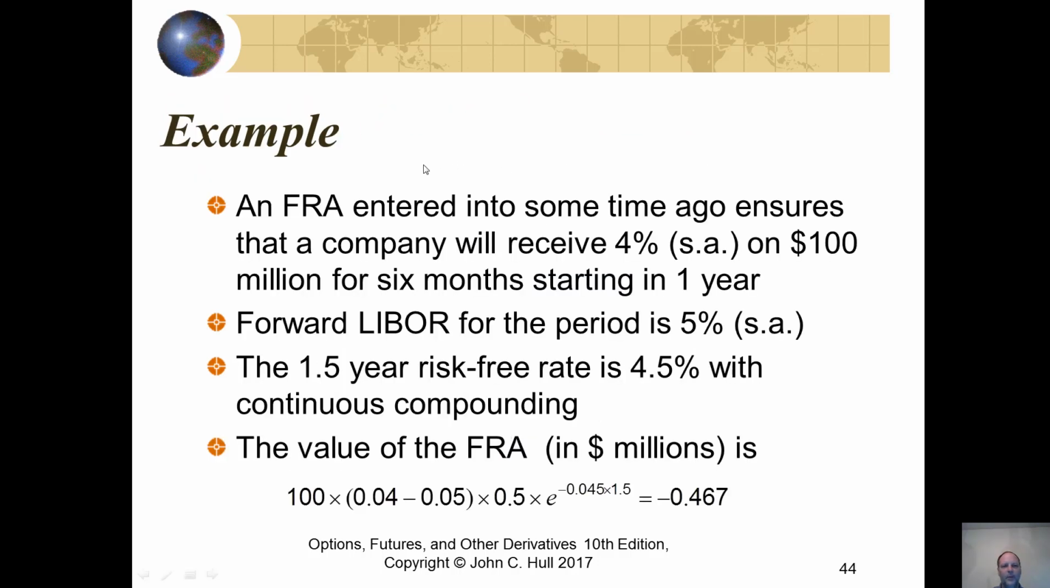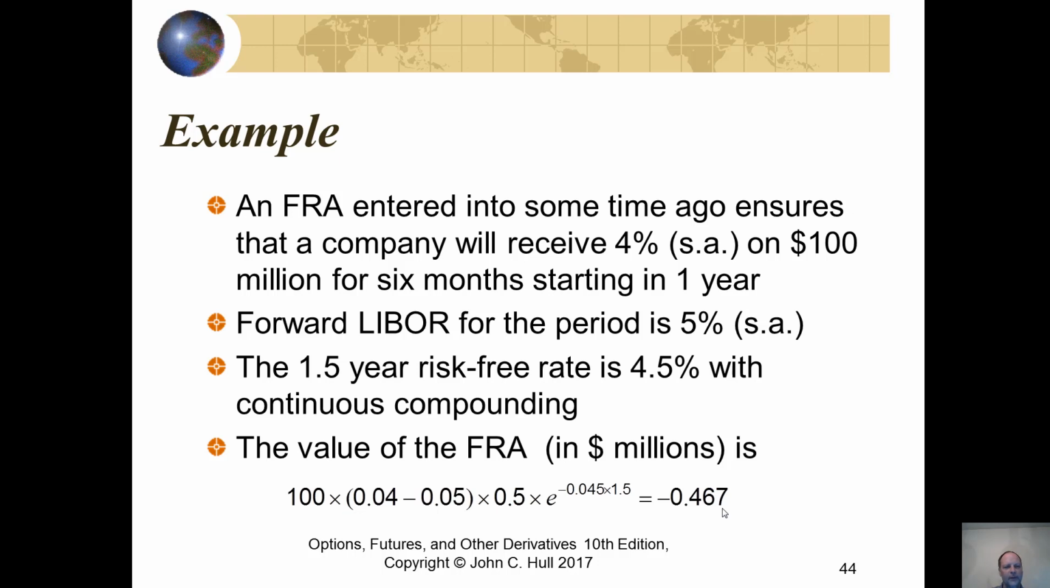As a mathematical example, we can have an FRA entered into some time ago that ensures that a company will receive 4% semi-annual on $100 million for 6 months starting in 1 year. Forward LIBOR for the period is 5%. The 1.5-year risk-free rate is 4.5% with continuous compounding. So the value of the FRA is going to be $100 million times the difference between the LIBOR rate and the rate at which the agreement was made, 4%, times 1/2 since it's semi-annual. This payment takes place in 1.5 years, so you discount at the risk-free rate of 4.5%, and you get negative $0.467 million, the current value of the forward rate agreement.